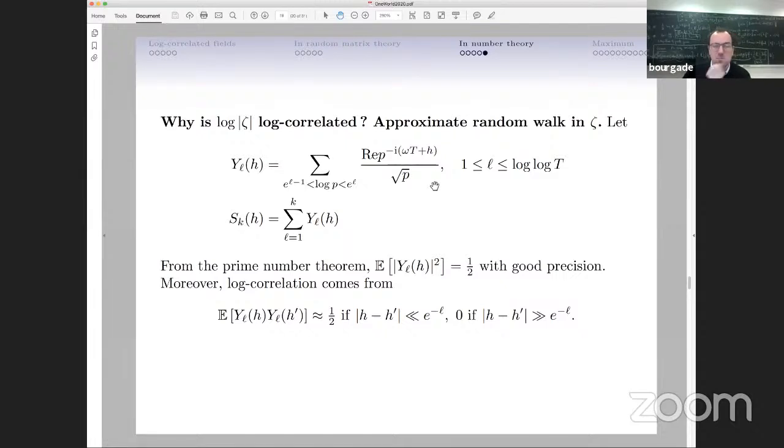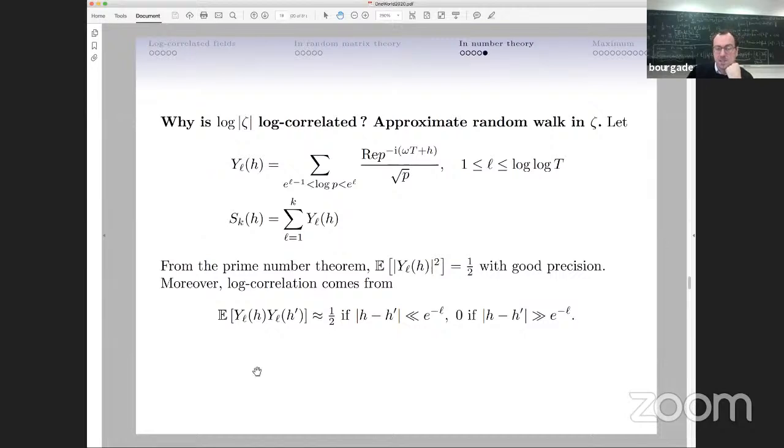So at the level of this sum, what you can do is to cut the full sum into some blocks. The blocks are on an exponential scale for the log of primes. The reason I choose these scales is because with this normalization, each increment really has the same order of size. This is because the sum of inverse of primes up to T is a double log of T. So we have this kind of random walk representation of the final value of zeta.